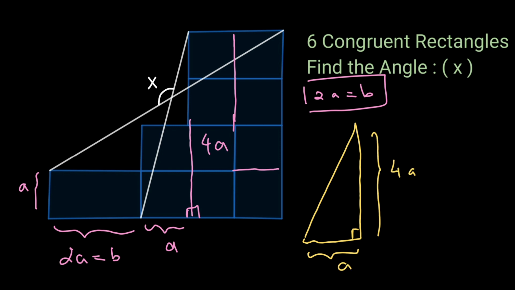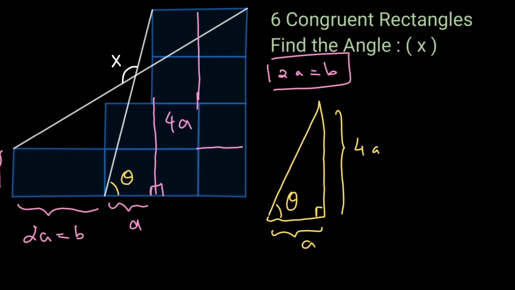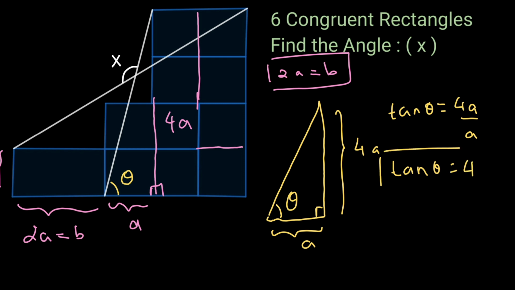Now I'm just going to take this particular angle as equal to theta. So over here also in the diagram this angle is equal to theta. So according to this right angle triangle, the value of tangent of theta would simply be equal to opposite upon the base. Opposite is 4 times a and the base is simply a, hence the value of tangent of theta is going to be simply 4. Keep this as equation number 1.